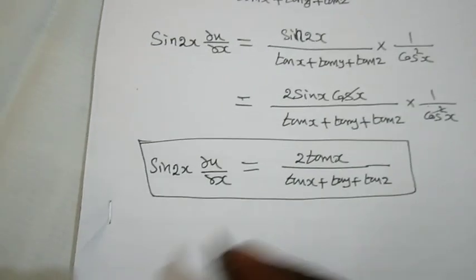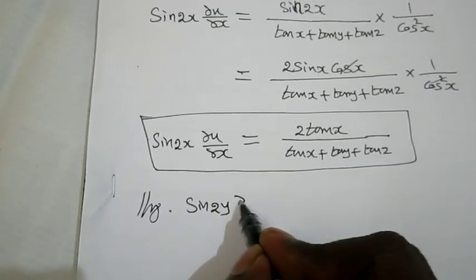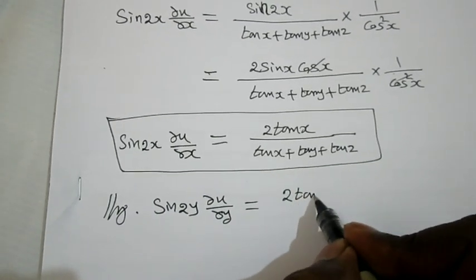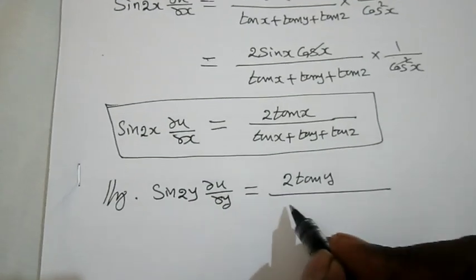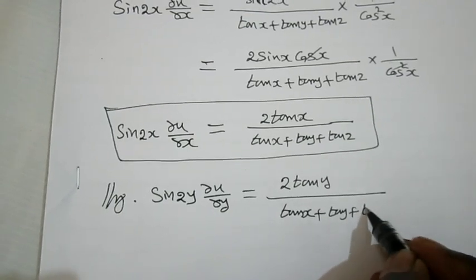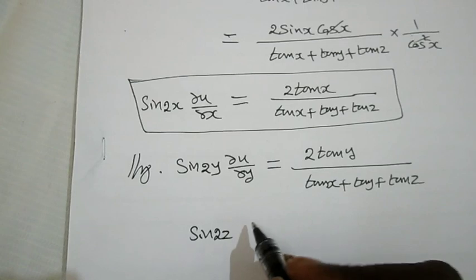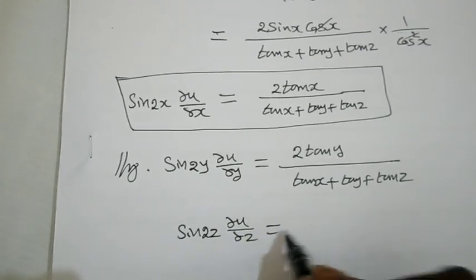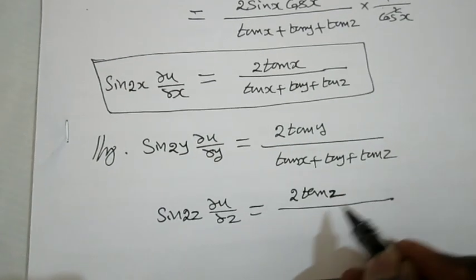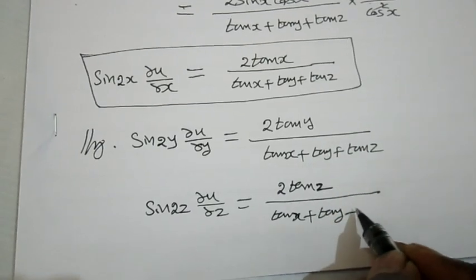Similarly, sin 2y dou u by dou y is equal to 2 tan y by the same denominator, tan x plus tan y plus tan z. And similarly, sin 2z dou u by dou z is equal to 2 tan z divided by tan x plus tan y plus tan z.